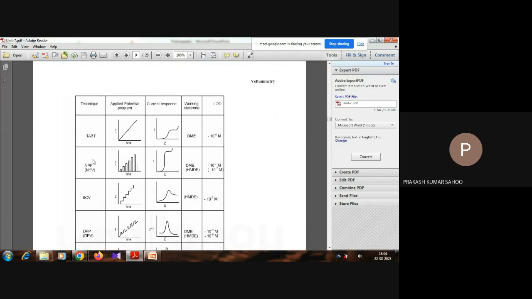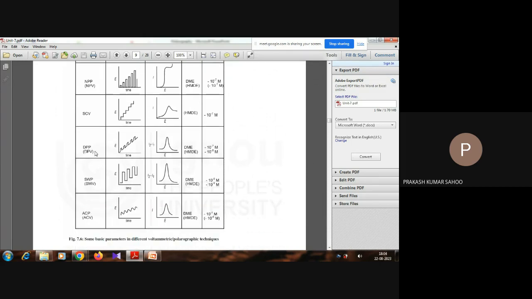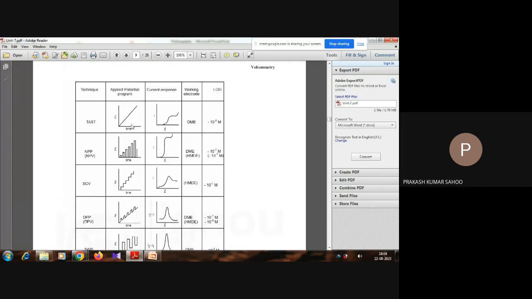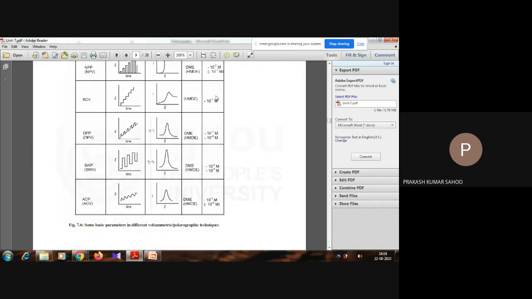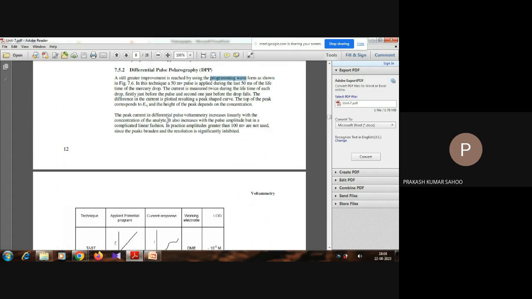Okay, so these are the techniques like TAST, NPV, SCV, DPP, differential pulse polarography, SWP, SCP. These are some potential plots, current responses, their working, what working electrode they use, then what is the LOD. So this is limiting current density, LCD. Okay, so this is ID. So we have these things in computerized programs. That is, programming waves are there.